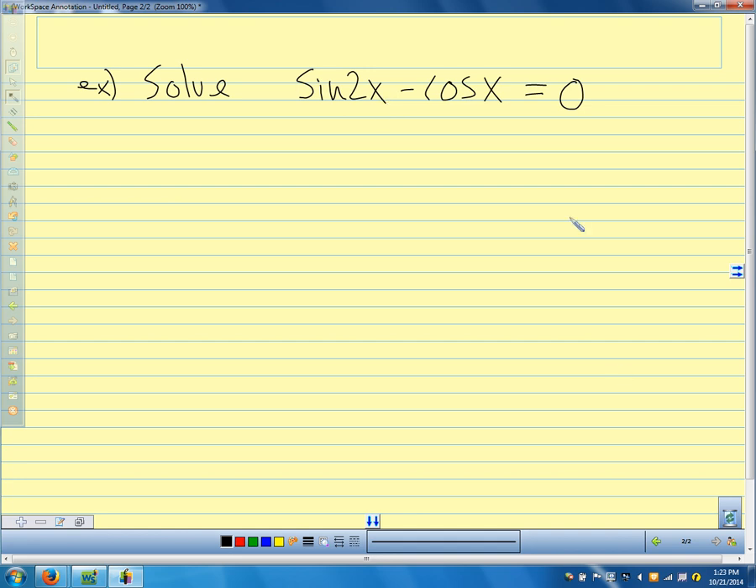But we remember that we have a formula for sine of 2x, so let's substitute that formula. Sine of 2x is 2 sine x cosine x, so we get 2 sine x cosine x minus cosine x equals 0. That looks a little better. So what do we do next to solve this equation?